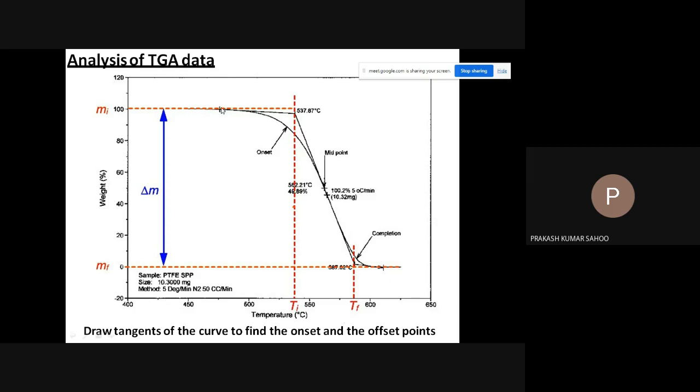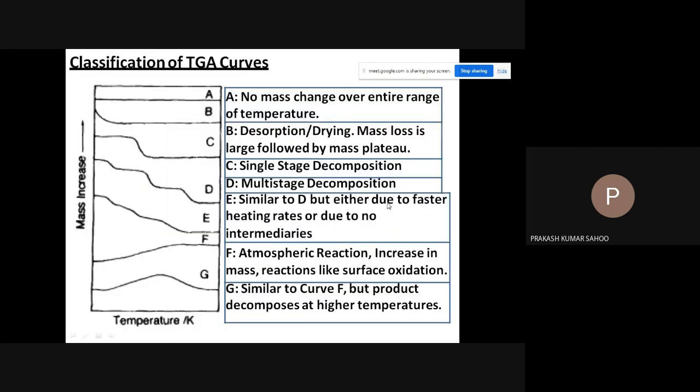So we have to extrapolate, that is, on the y-axis and x-axis. Then we have the temperature of 537.67 for our fast degradation. This is the fast degradation. Then the second one is here. This will be the second one, that is, completion of the reaction at 587 degrees centigrade. So by this we can analyze the TGA plot.